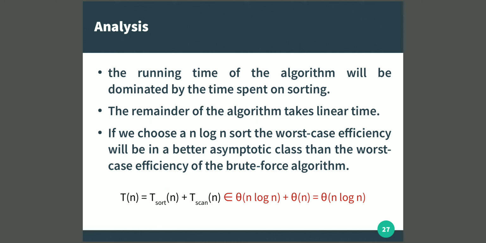Now if we try to find out the efficiency of the overall algorithm, then it is the sum of the two parts. As we have seen in the earlier cases, T of n is equal to T sort of n, the time spent in sorting the array, plus T scan of n, the time spent in finding the mode. So if we use an n log n sorting algorithm, then the overall efficiency will be better than the worst case efficiency of the brute force algorithm.